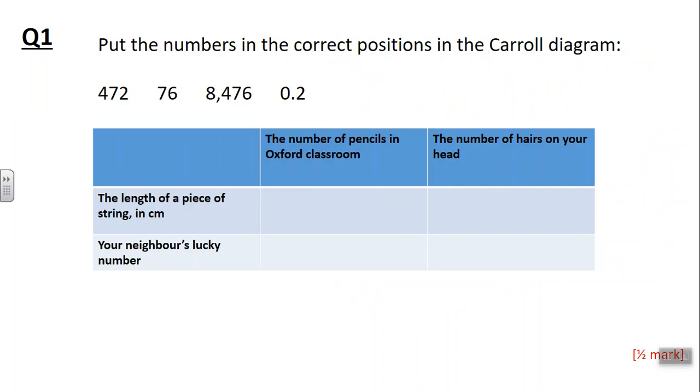Question 1. Put the numbers in the correct positions in the Carroll diagram. So you've got 472, 76, 8,476 and 0.2. So this is your Carroll diagram here. So we've got the length of a piece of string in centimetres, your neighbour's lucky number, the number of pencils in Oxford classroom, and the number of hairs on your head. Pop them in the correct position in the Carroll diagram. Remember, this is a bit of fun, so don't get too confused by this question. It is basically your own opinions.